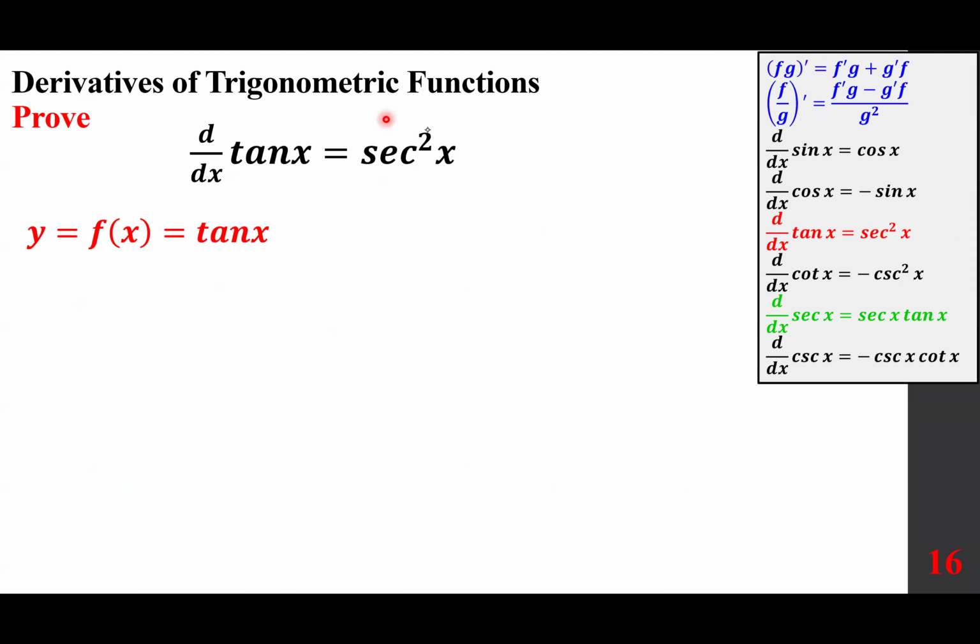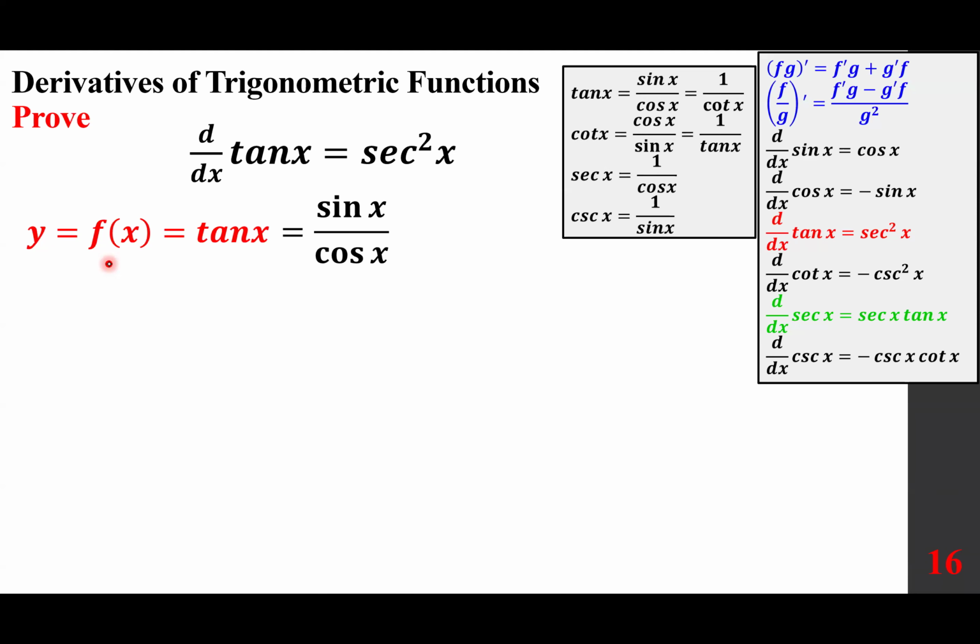The derivatives of trigonometric functions, we said the derivative of sine is cosine, cosine is negative sine, tangent is secant squared, and so forth. Now, the derivative of tan x is secant squared, we want to prove that. So if y or f of x is tan x, we want to show that its derivative is secant squared. To do so, well, we go back to trigonometric identities, tan x is sine over cosine.